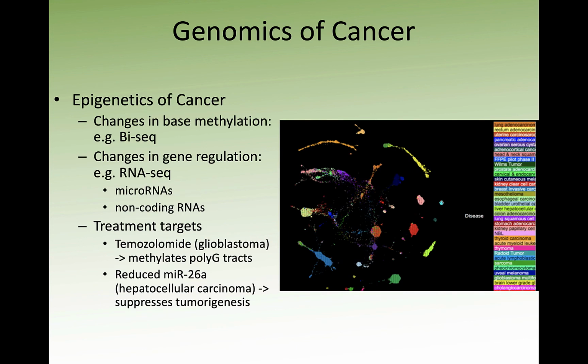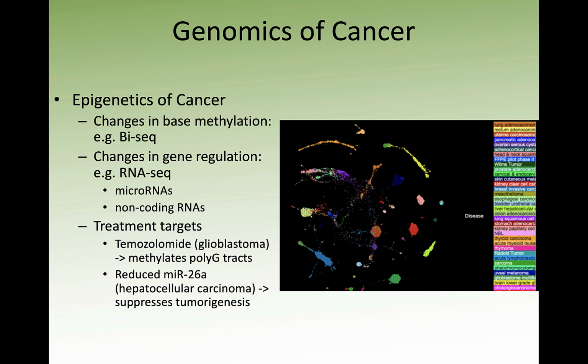It's not just genomics, though. Transcriptomics is also really important. When we look at the epigenetics of cancer, we can see big changes in base methylation between different types of cancers, and between cancer and normal cells. We also see huge changes in gene regulation, in terms of both the genes that are being expressed and the expression of microRNAs and non-coding RNAs.